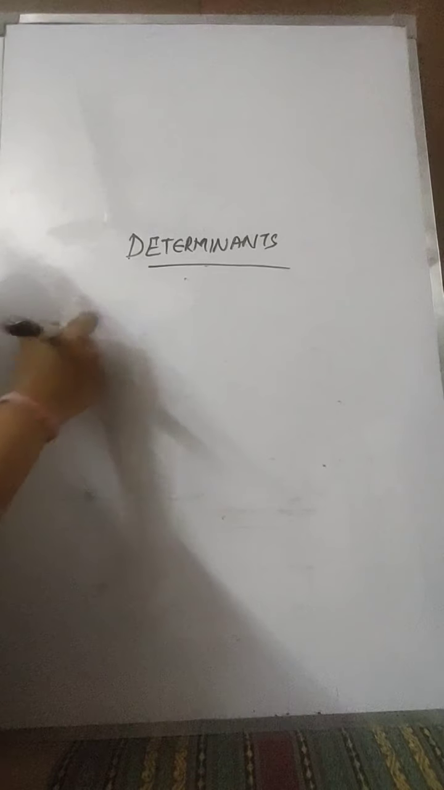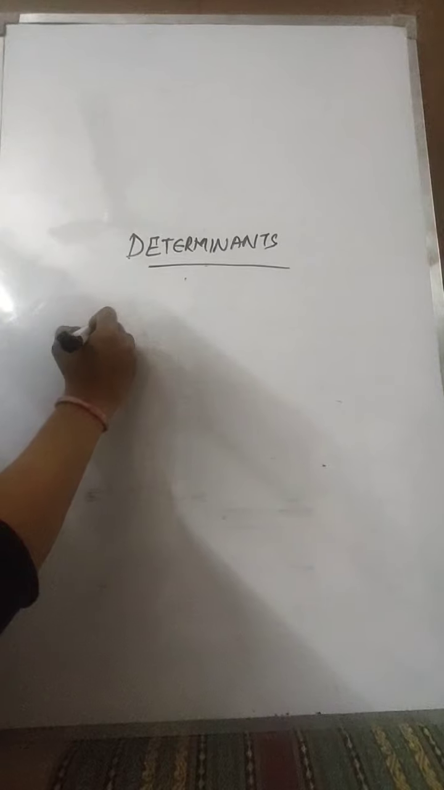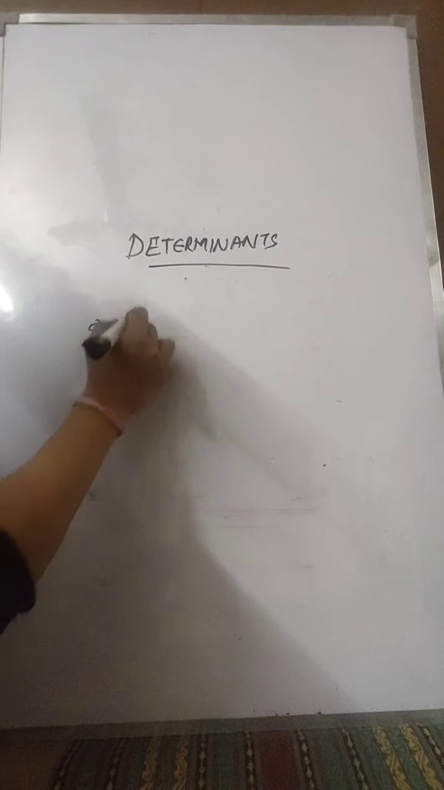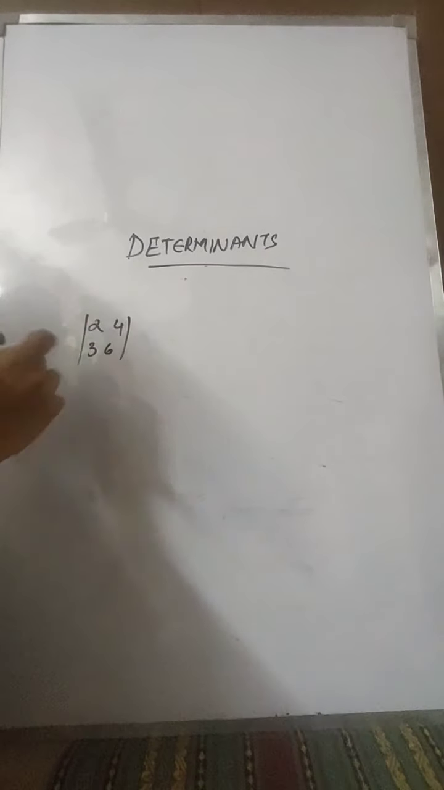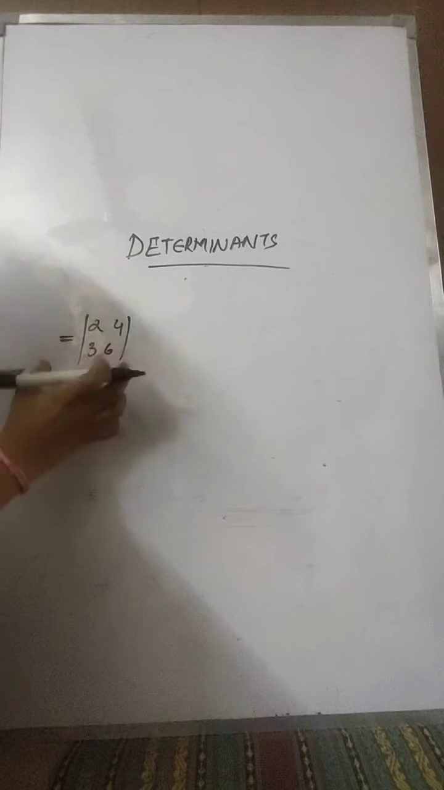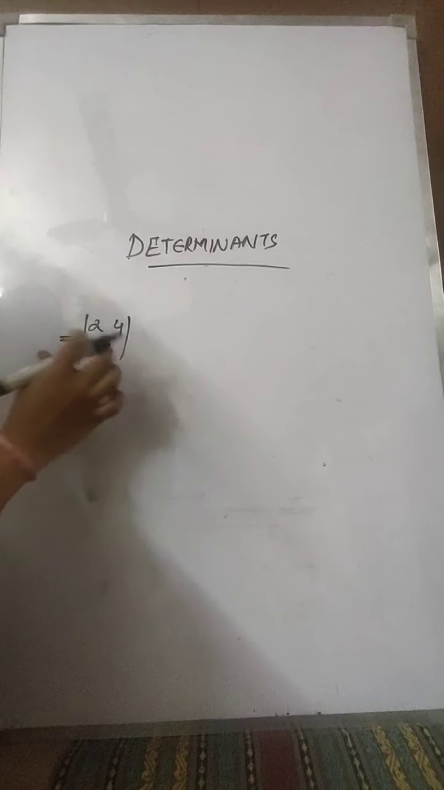So now, first of all, I'll explain how to calculate with determinants and what we understand by the sign, and what the major differences between matrices and determinants are, basically the sign and the element properties also. Okay, so now the very first thing, for example, if I have the elements 2, 4, 3, 6, I have to calculate the determinant for this.